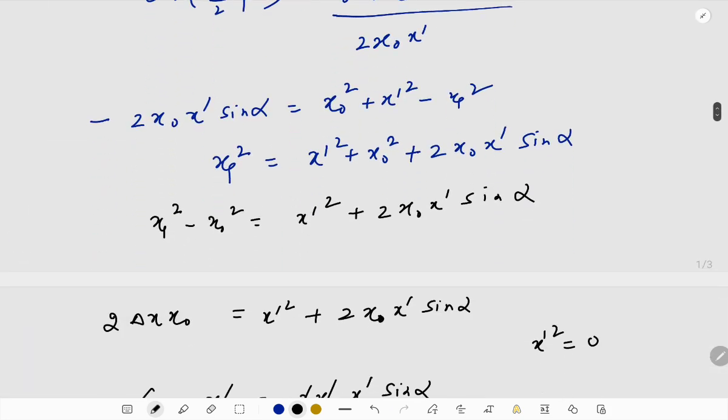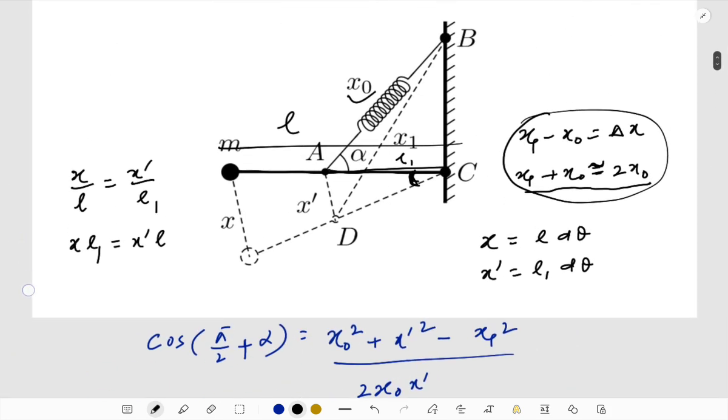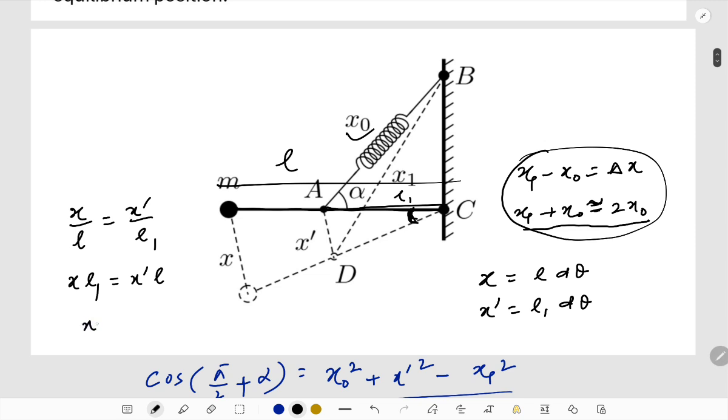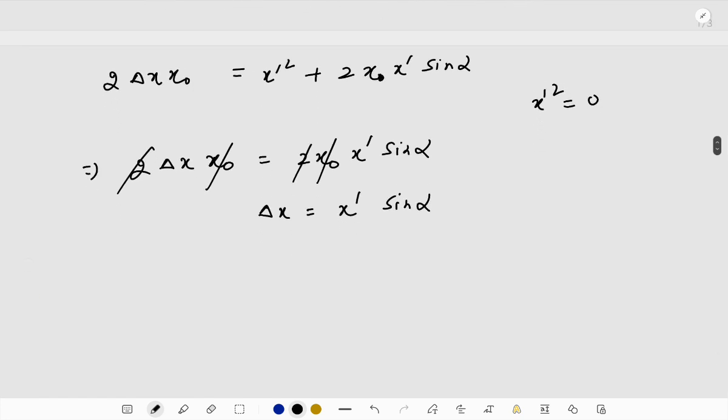And how can we use this? We need to find out x dash. x dash equals L1 x by L. So x dash equals L1 x by L multiplied by sine alpha. So I get the delta x from here. It is approximately equal to this.